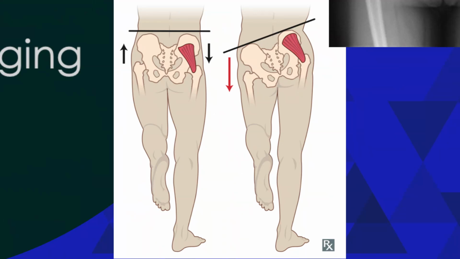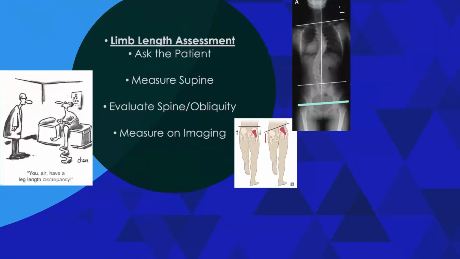This is another example of what can happen with a tilted pelvis. Sometimes weakness in some of the muscles of the hip can cause that pelvis to tilt. And again, you can see this patient is going to feel like they're long on the side where the pelvis is tilted down.